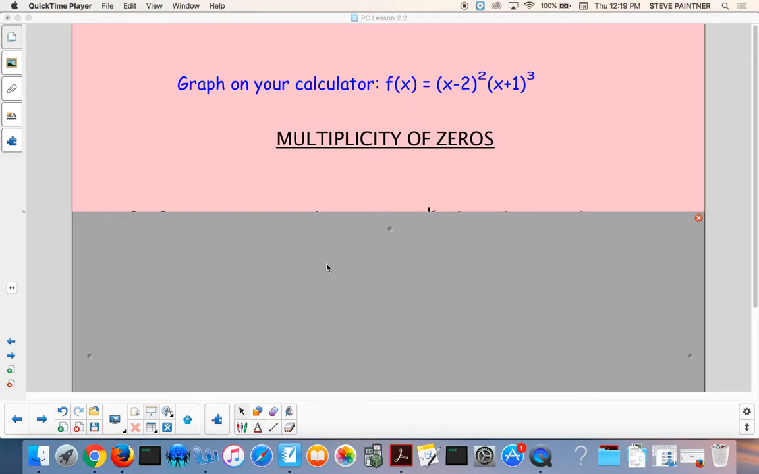Okay, first things first. It says graph on your calculator right now, guys. Would you graph that function, the quantity x minus 2 squared times the quantity x plus 1 cubed? Graph it, take a look at it, and let's talk about it, okay?